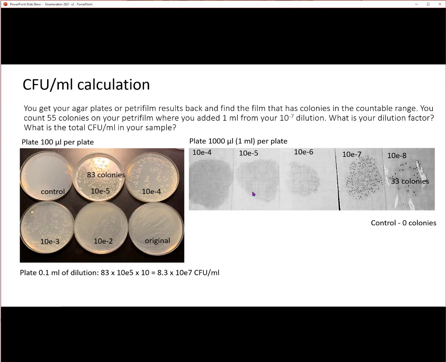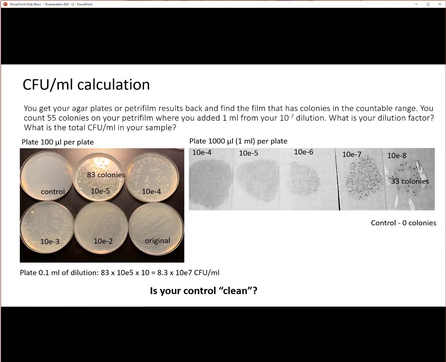A similar experiment can be done with petrifilms. Petrifilms are the same thing as agar plates, except they're dehydrated, and you add 1 milliliter of your sample per plate. So again, the same experiment. If you add something contaminated, then dilute it out tenfold. And in this case, you have a 10 to the minus 8th plate that has 33 colonies. So you just multiply 33 times 10 to the 8th, which would be 3.3 times 10 to the power of 9 as your final CFU per ml in your original sample.